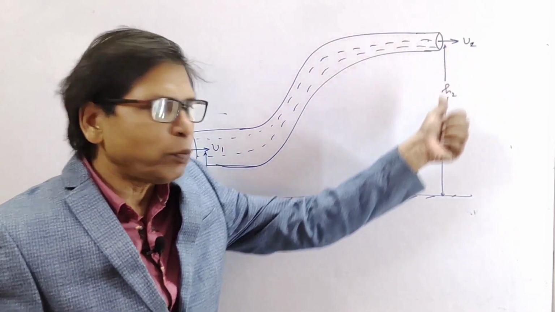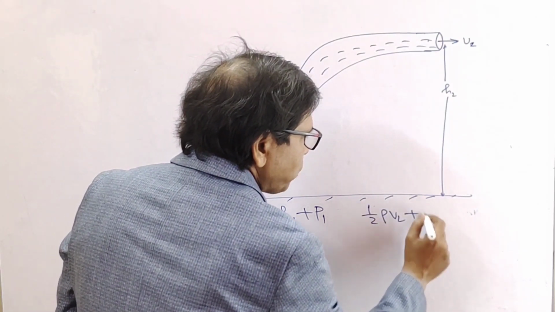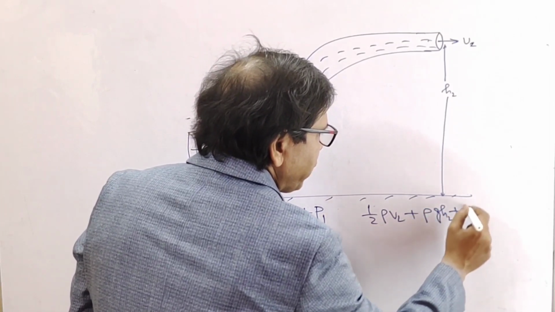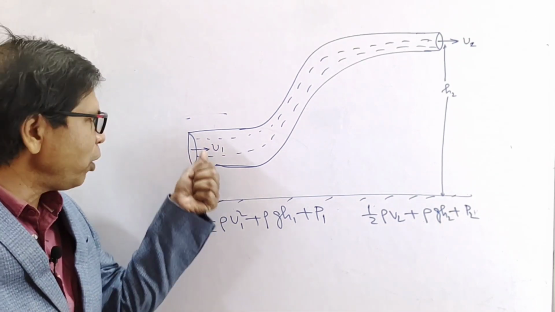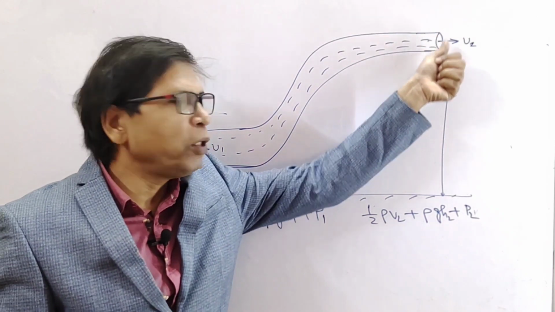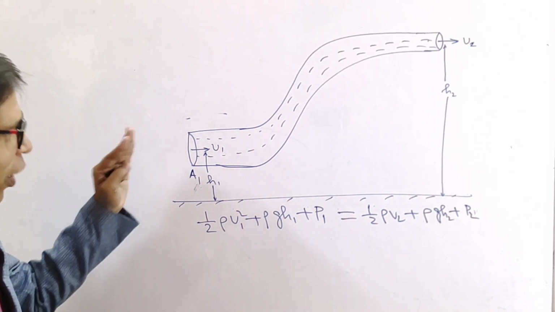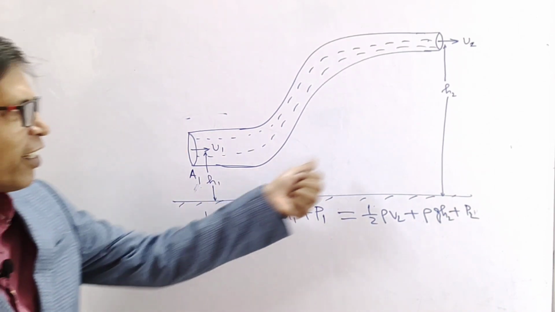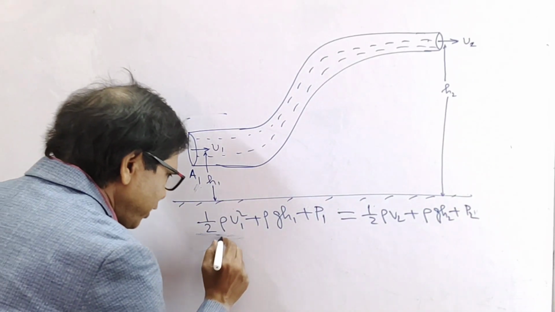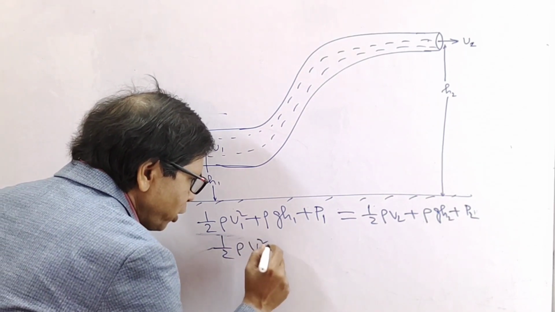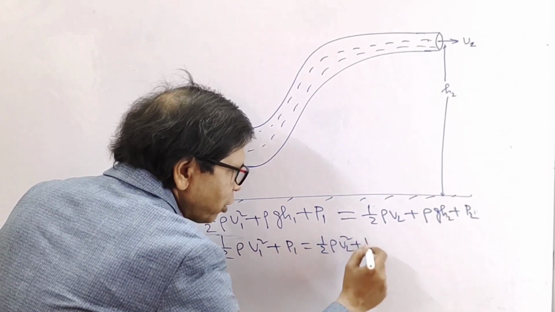Now what is the energy at this point? Look at this, here energy is the kinetic energy half rho v2 square plus potential energy rho g h2 and pressure energy p2. As energy is conserved, the energy of the liquid at this point is equal to the energy of the liquid at this point. So this equals this. For a horizontal pipe, h1 equals h2. So Bernoulli's law can be expressed for a horizontal pipe: half rho v1 square plus p1 equals half rho v2 square plus p2.